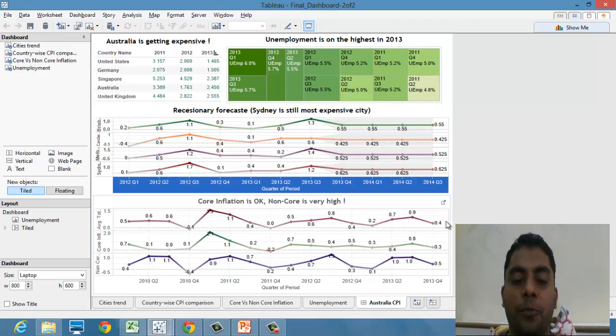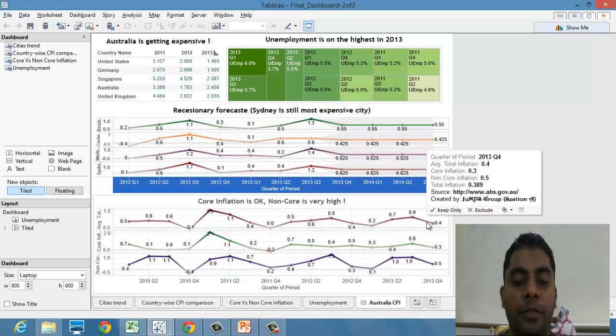Since the sectors which we proposed, that is professional services and retail trade, are mostly manpower based industries, and since the core CPI seems very high, we strongly recommend to be in a city which has lower inflation, since core CPI will be a very big incremental factor towards the cost.